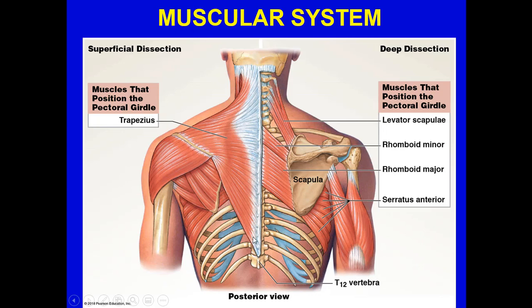The primary one is, of course, the trapezius, for the superficial part. But then you get down underneath in a deep dissection. So we cut away the trapezius, and what do we see? The levator scapulae, which is right here. So it's attached to one of the angles of the scapula. The rhomboid minor, the rhomboid major. Notice how it's going to another couple of the angles here. And then the serratus anterior on this side. Okay?